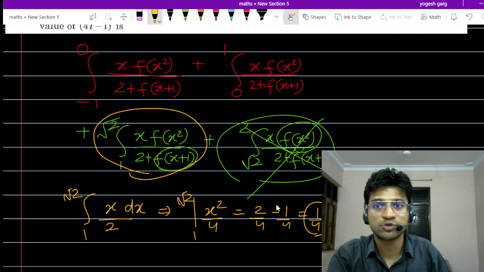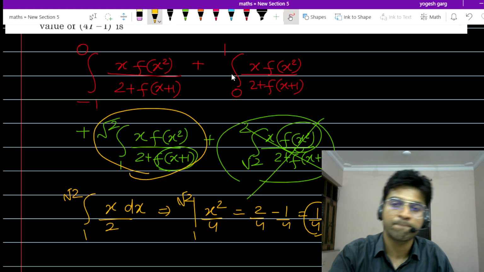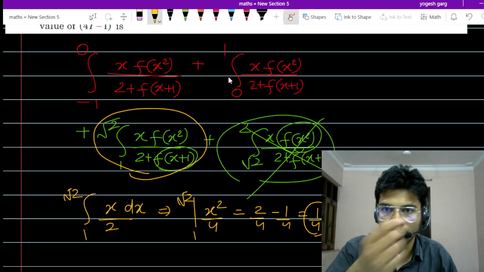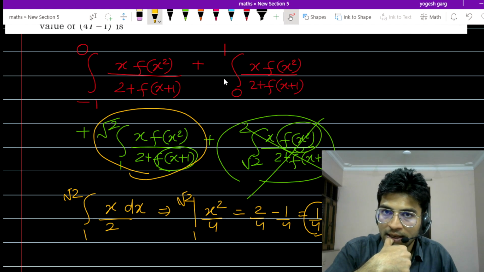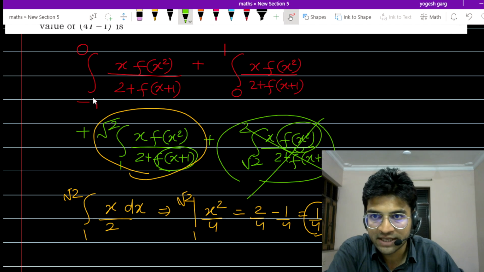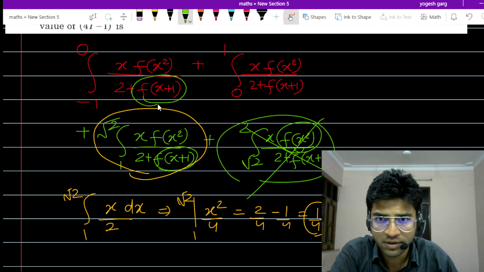Now our job is to evaluate the integral between minus 1 to 0 and 0 to 1. How to go about this? What should we do? See, for minus 1 to 0, x plus 1 will lie between 0 and 1, right? So it is between 0 and 1, the greatest integer of x will be equal to 0. So this will be equal to 0.